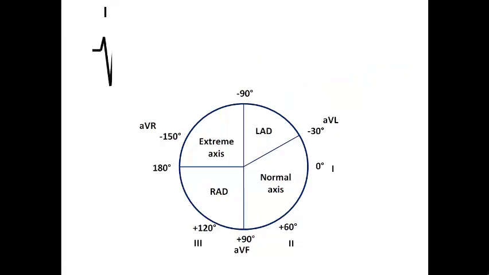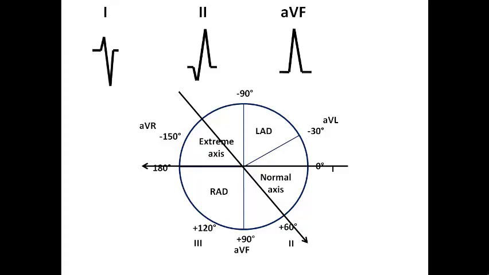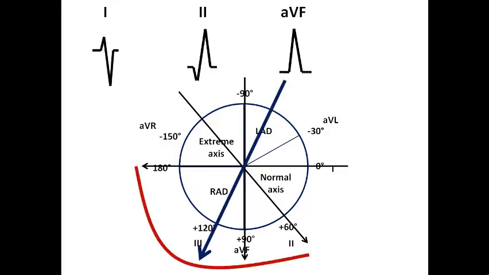Let's have another example. Lead 1 is negative, lead 2 is positive, and lead aVF is positive. So here the net overall direction would be from plus 60 degrees to 180 degrees. So sure it is right axis. I have positive complexes in lead 2 and lead aVF, and negative in lead 1. Sure, it is simply right axis deviation.